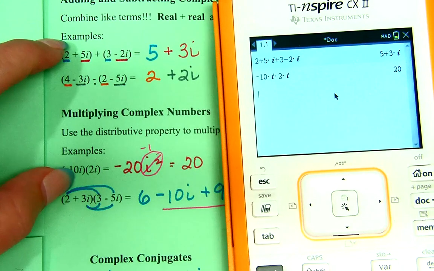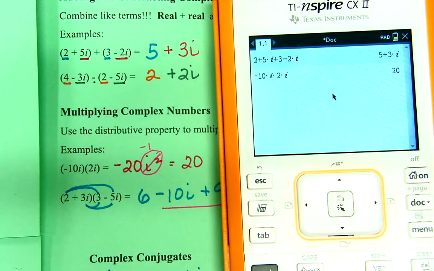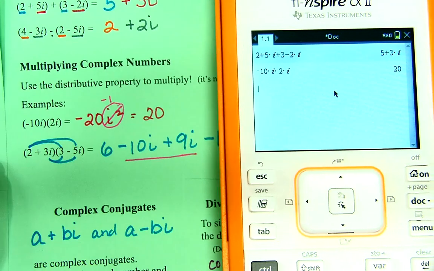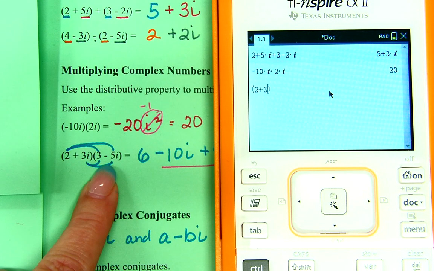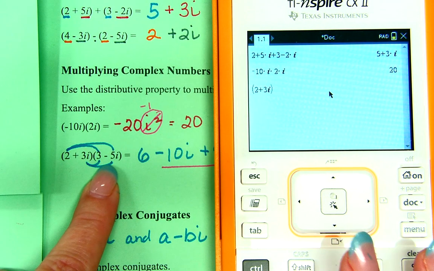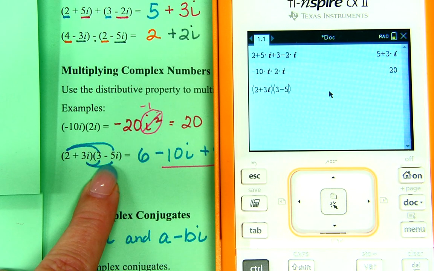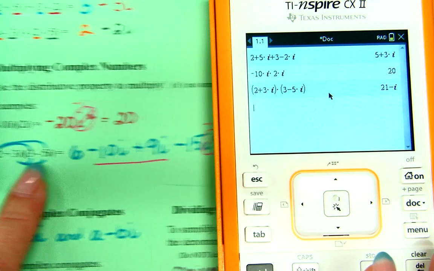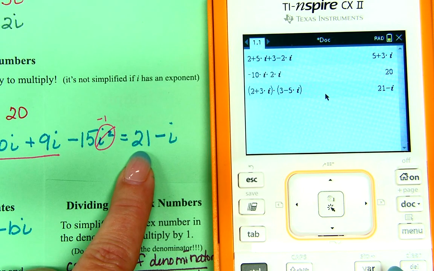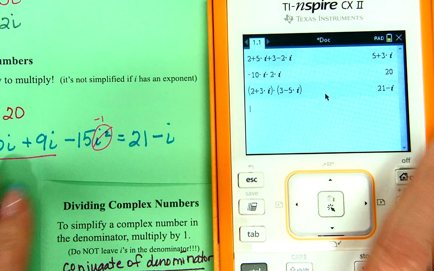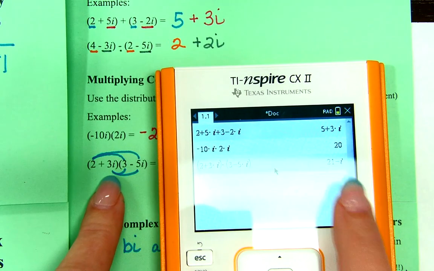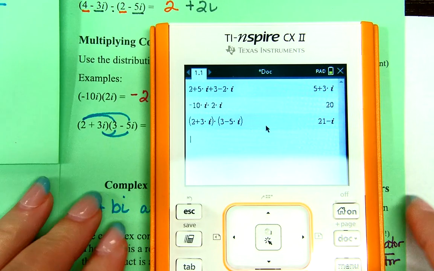Those are all pretty straightforward. You could probably do these no problem without a calculator, right? Okay? But look at this. 2 plus 3i times 3 minus 5i. That was a lot faster, wasn't it? So if this problem is on the test right here, and you put 20 minus i, what's going to happen?